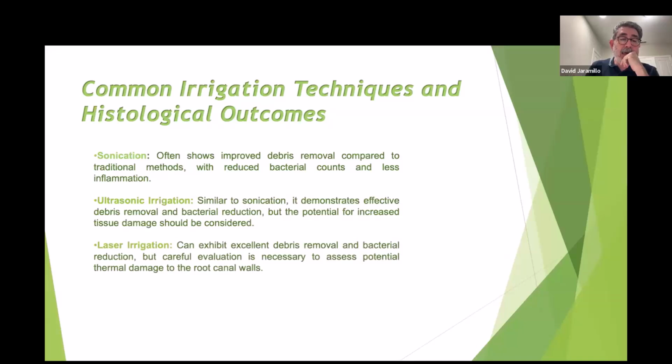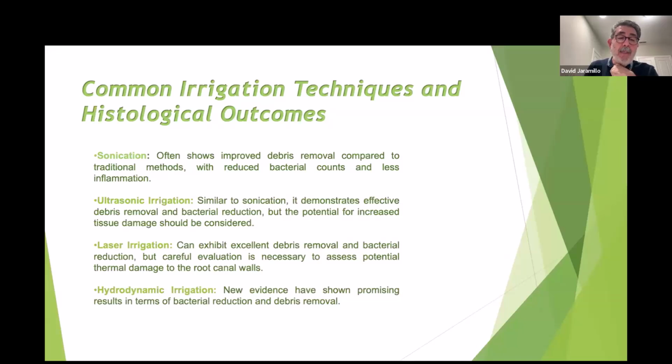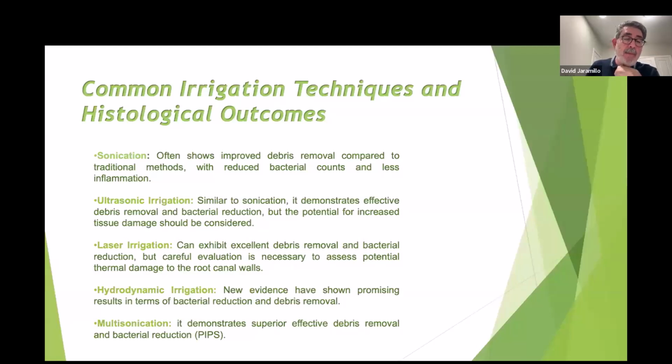Laser irrigation can exhibit excellent debris removal and bacterial reduction, but careful evaluation is necessary to assess potential thermal damage to the canal walls, especially when using the erbium chromium YSGG laser. Hydrodynamic irrigation, this is the new device, the OdneClean, and the multisonication or GentleWave, demonstrates superior debris removal and bacterial reduction. And I put tips in parentheses.